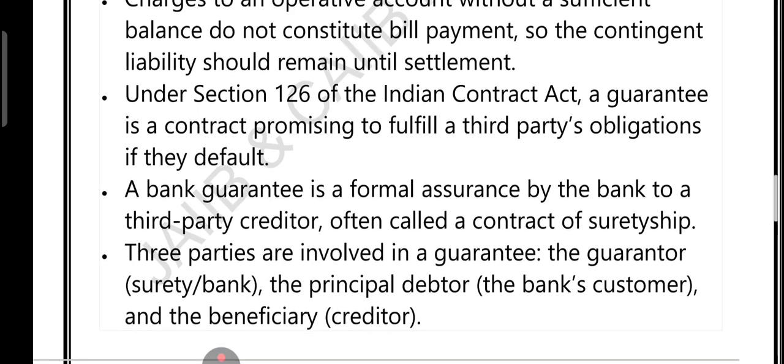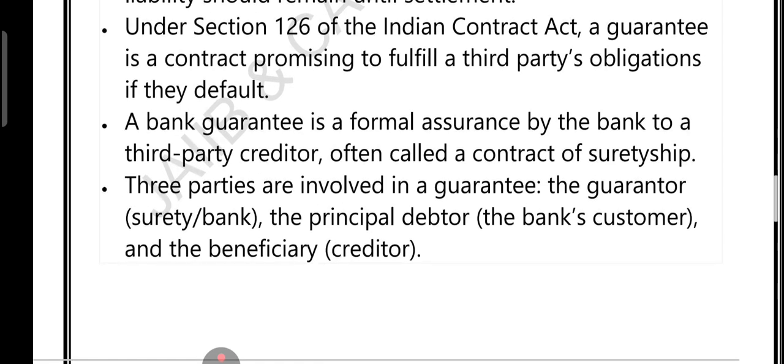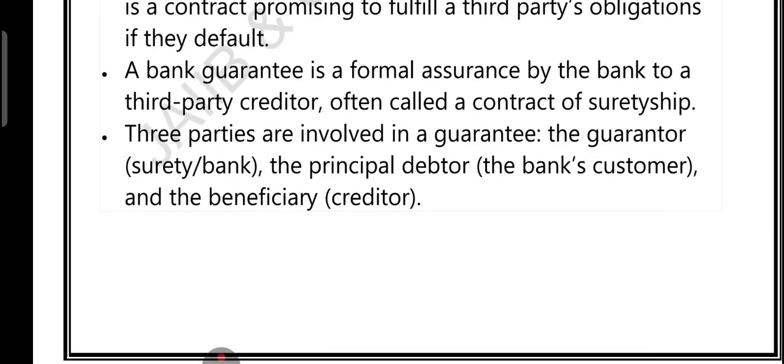What is a guarantee? It is a promise. What kind of promise? To fulfill someone else's obligation if they default. It is a contract promising to fulfill a third party's obligation if they default. So basically a bank guarantee is this promise made by the bank, assuring the creditor that if the customer fails, the bank will pay. Who are the three parties in a guarantee? The guarantor, which is the bank, the principal debtor, which is the bank customer, and the beneficiary, who is the creditor. So there are three parties involved in the guarantee.